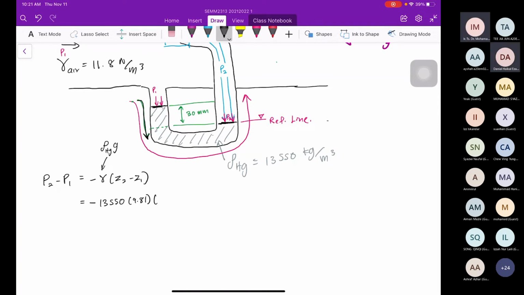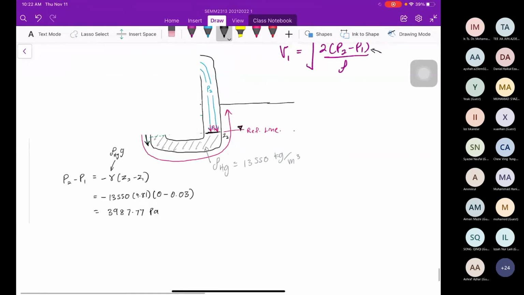Z2 is 0. Okay, why 0? Reference point, at the reference line. Yes, perfect. You can see I said initially this is Z2 and this is Z1. 0 minus Z1 equals what? 30 mm. 0.03. Yes, perfect, 0.03. Must use SI units here. So you solve everything completely.